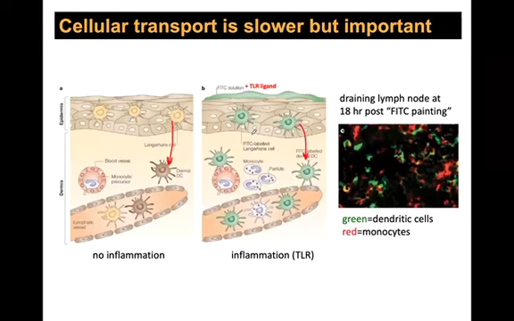That's for free diffusion. For cellular transport, you have these additional steps of cytokine production and informing them, yeah, you should go to a lymph node. So it takes a bit longer. And so you can see about 3 hours versus 18 hours.